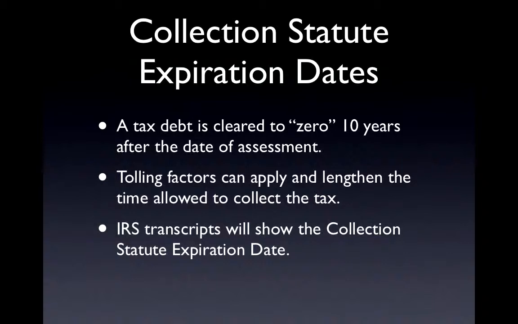Now, there are a number of things called tolling factors that can apply, which will actually stop the collection statutes from running. I'm going to give you some examples just off the top of my head. This is by no means meant to be an exhaustive list, but an offer in compromise is one thing that can toll your statute or extend it. A bankruptcy is another. The filing of an innocent spouse application or a collection due process hearing.